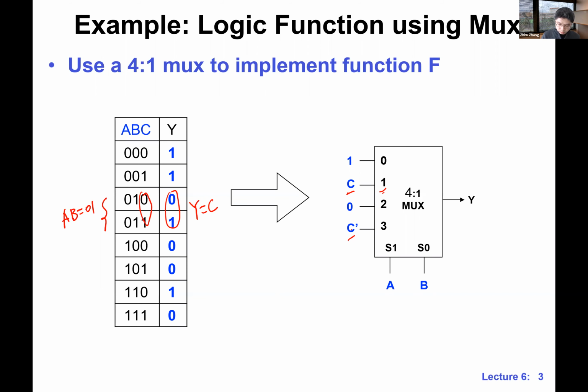Also, if you look at this one, this is where AB is 1, 1. Again, check C and the output. This is where Y is opposite to C, so that's why we put C not there. Okay, so this is the quiz.